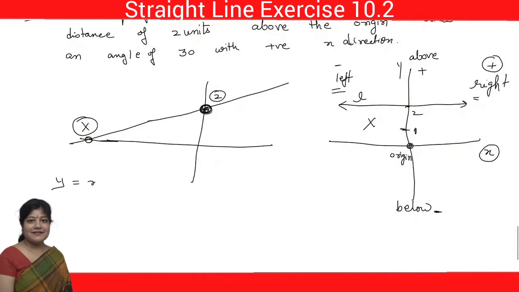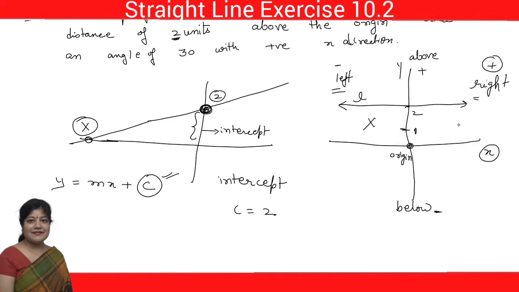This is y is equal to mx plus c. Here c is known as the intercept. Intercept means where it cuts the y-axis. The value of the intercept is c. So it cuts 2 units, so the value of c is 2. And the value of slope m is tan theta, that is tan 30 degrees. So tan 30 is 1 by root 3.